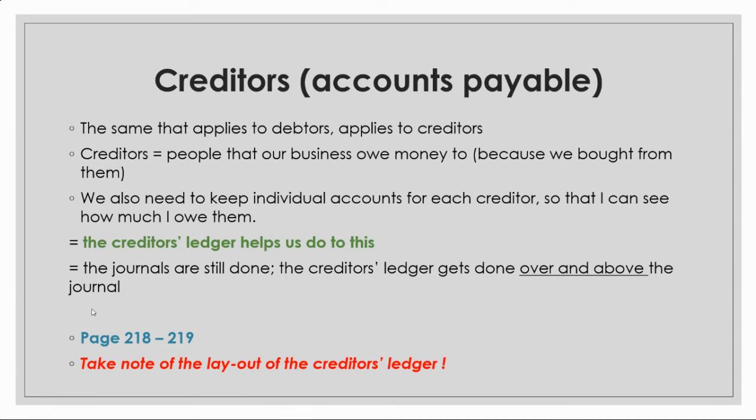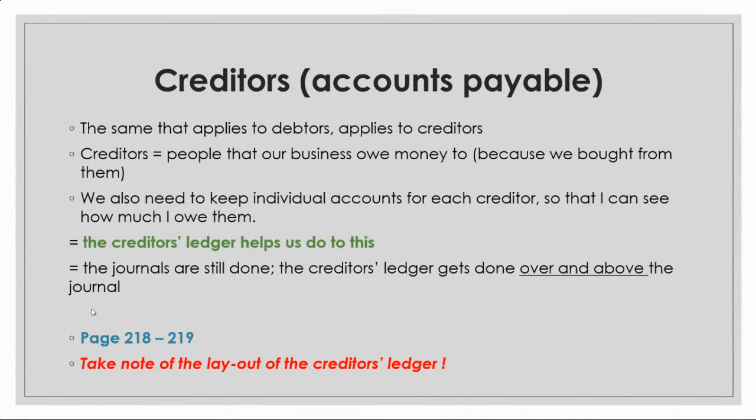Now creditors, just to refresh your memory from learning unit 2, are people that our business owes money to because we bought something from them. So a creditor is someone we owe money to because we've purchased something from them. We also need to keep an individual account for each creditor so that we can see how much we owe them and so that we can query anything on the accounts they send us. So a creditor's ledger helps us do this. If we do not keep a record of how much we owe each creditor, we will not identify any errors they make or any additional charges they put on our account that do not actually relate to us.